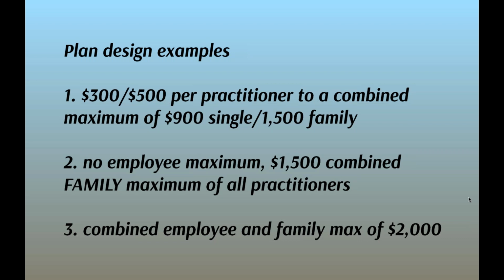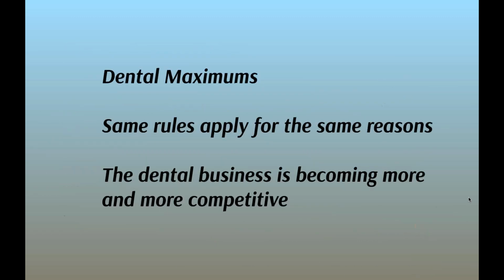Or have no employee maximum, so they have that $300 or $500, whatever, I'm just using that as an example, but have no employee maximum, and have a combined family maximum. So the abuse opportunities are somewhat limited. Or some people are just going, I don't really care. We're just going to have a maximum employee and family maximum of, for example, $2,000. But again, this is about risk mitigation. We're not necessarily cutting people off, but it's just about risk mitigation. And those are some examples.